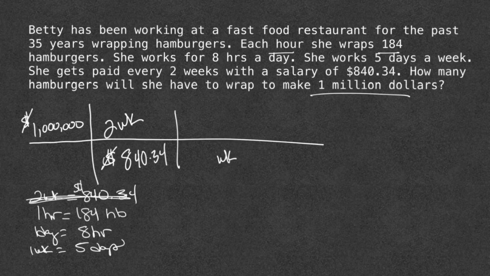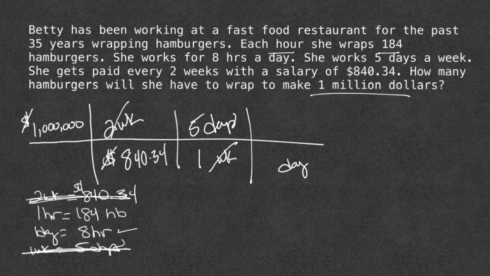Let me look at my conversion factors and find something with weeks in it. I've got hours, hamburgers, days, hours. There we go, 1 week. 1 week equals 5 days. Weeks cancel. I don't need that anymore. Oh, and look, here's a conversion factor with days. 1 day, but before I put that conversion factor, I've got to bring my units down. So 1 day equals 8 hours. Days cancel. I don't need this one anymore. I need another conversion factor because we're not done until we know how many hamburgers. Right now we're at hours, not hamburgers.